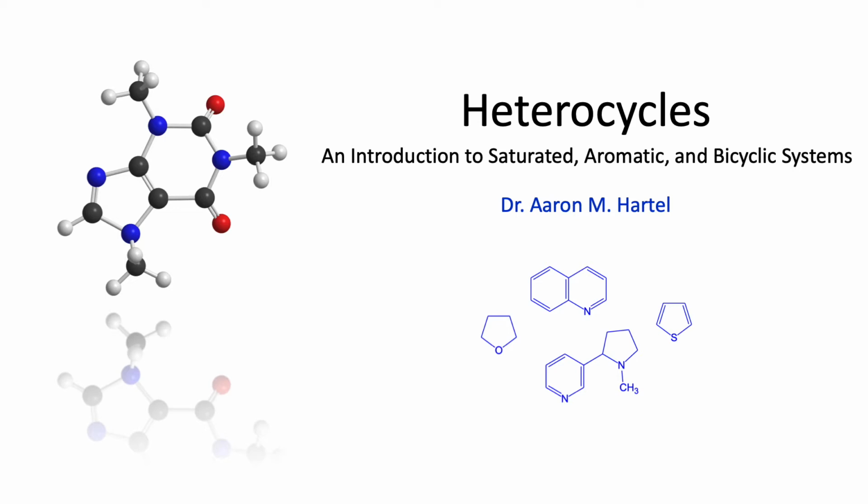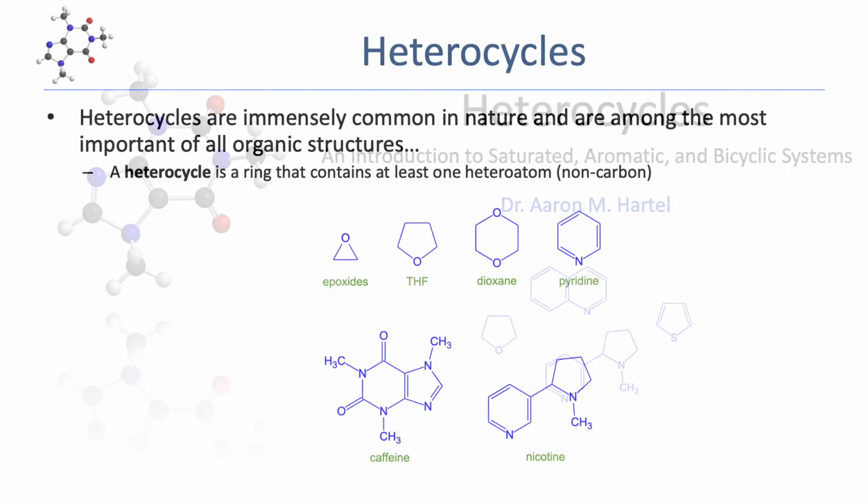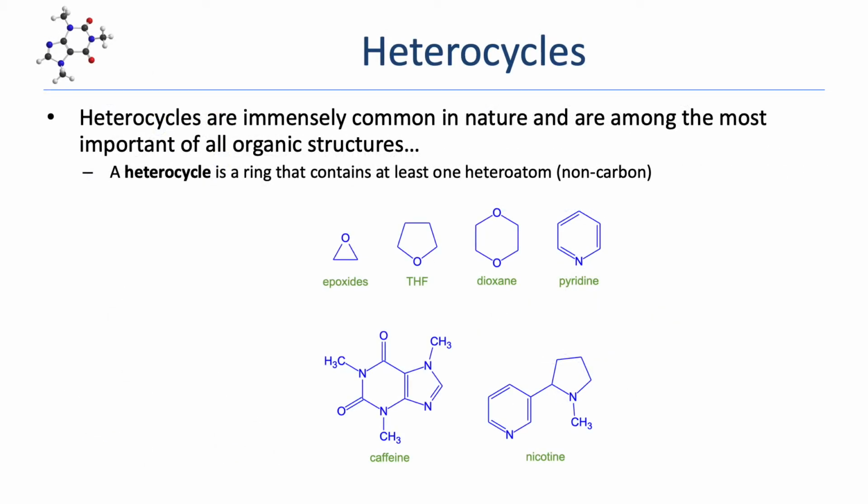In this lesson, we give a brief introduction to the incredibly rich subject of heterocycles, introducing some of the more important saturated, aromatic, and bicyclic heterocyclic systems. A heterocycle is a ring that contains at least one heteroatom, or non-carbon. Heterocycles are immensely common in nature and among the most important organic structures.